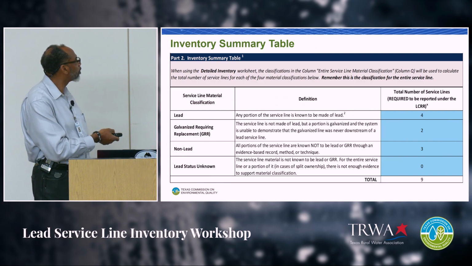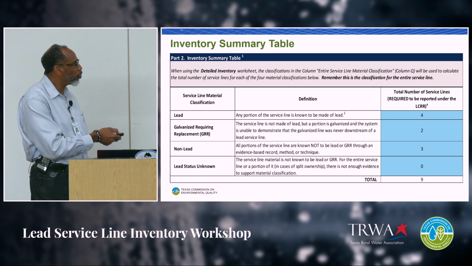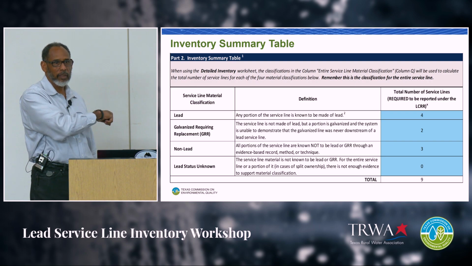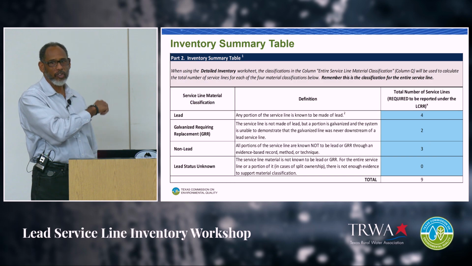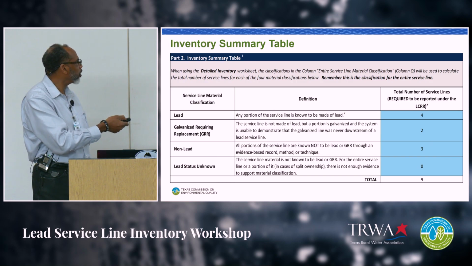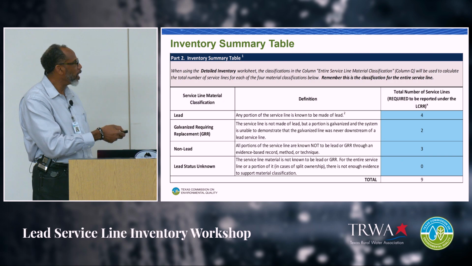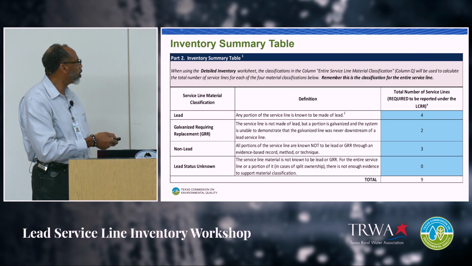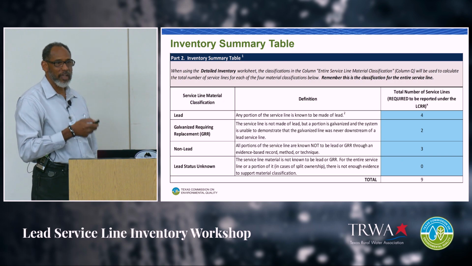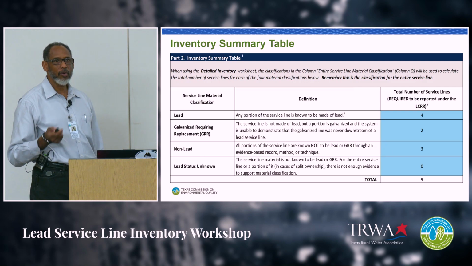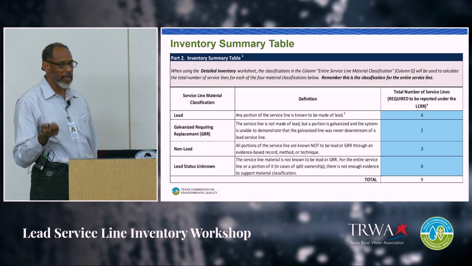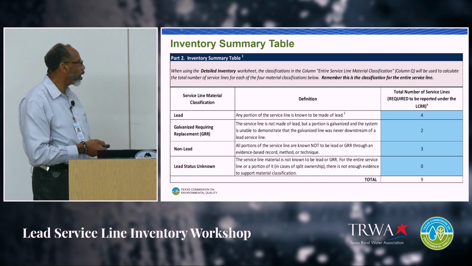Continues. The inventory summary table. So this is going to be populated for you based on what you put in the previous slide for each service line. And this should add up. So in this case, they had 4 lead lines that they confirmed, 2 galvanized requiring replacement. So they had galvanized pipe that's currently or was at some point downstream of a lead line. They had 3 non-lead and 0 unknown. And so they have a total of 9.